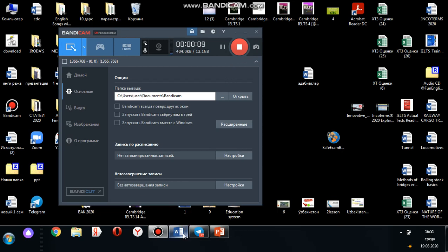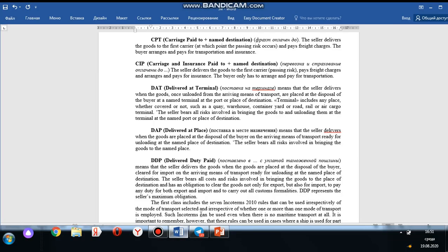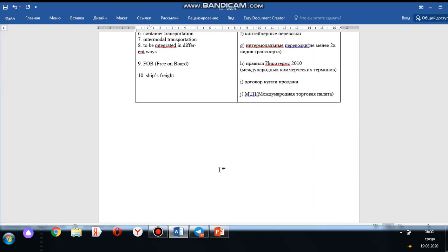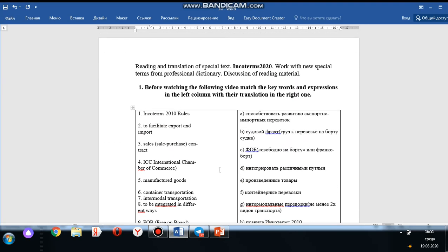So our topic is Incoterms. So let's brainstorm. What do you think? What are or what is an Incoterm? Or what are the Incoterms?